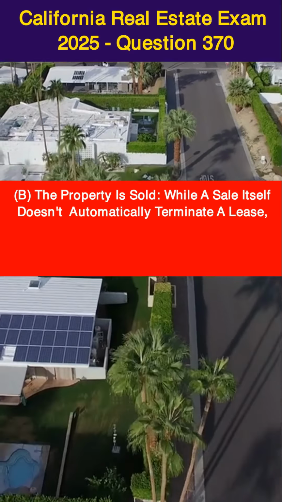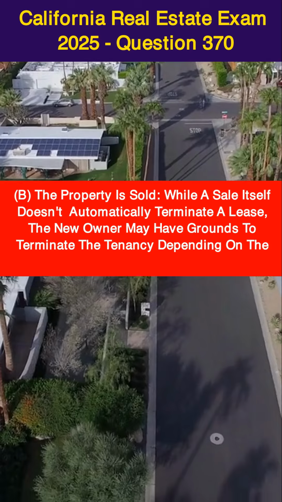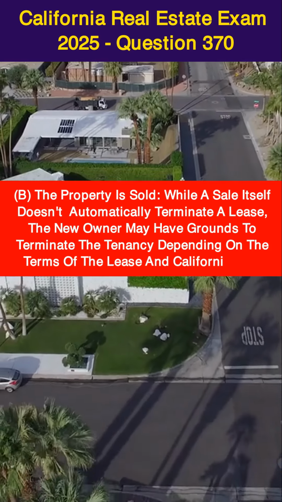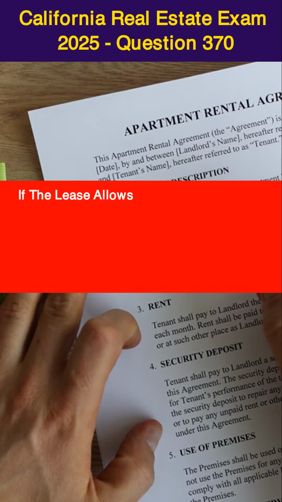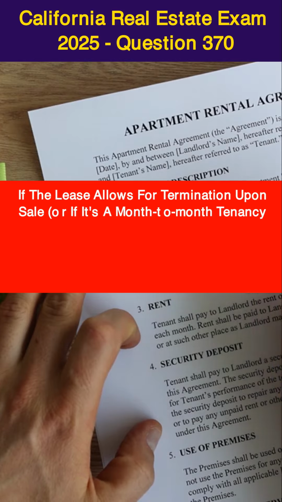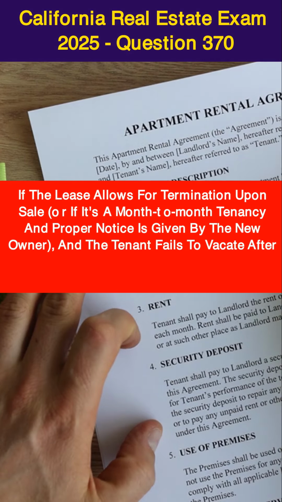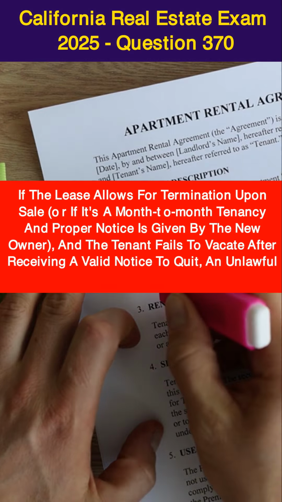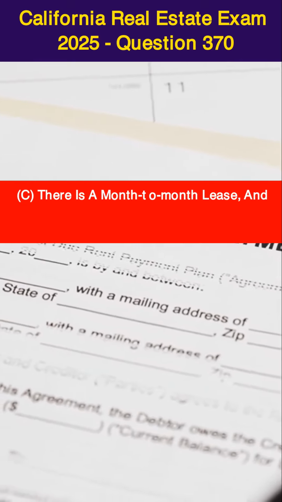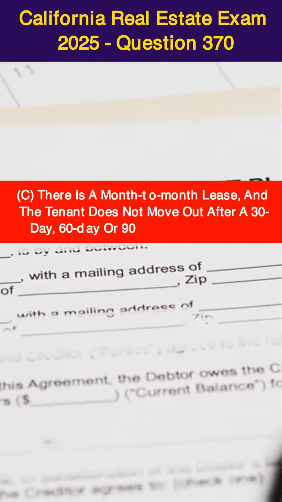While a sale itself doesn't automatically terminate a lease, the new owner may have grounds to terminate the tenancy depending on the terms of the lease and California law. If the lease allows for termination upon sale, or if it's a month-to-month tenancy and proper notice is given by the new owner, and the tenant fails to vacate after receiving a valid notice to quit, an unlawful detainer action can be filed.